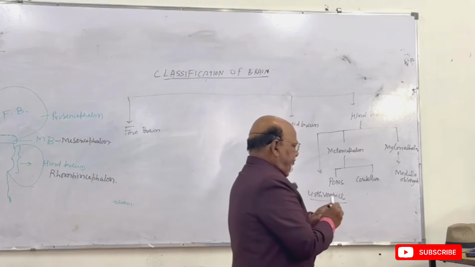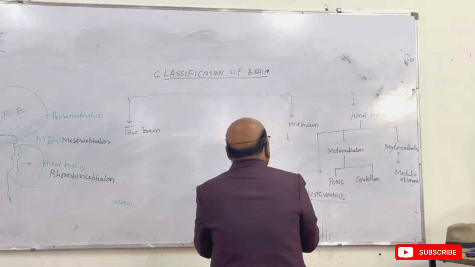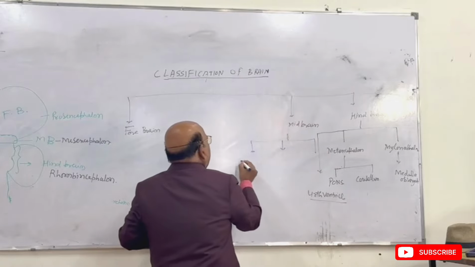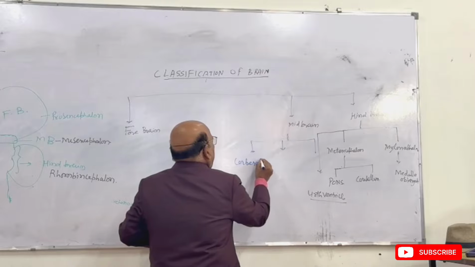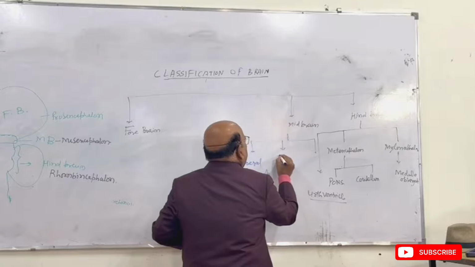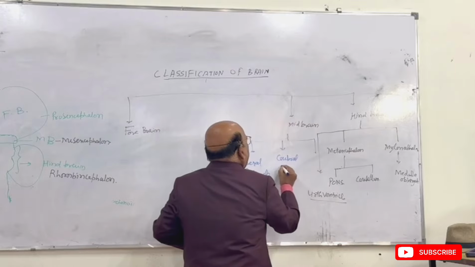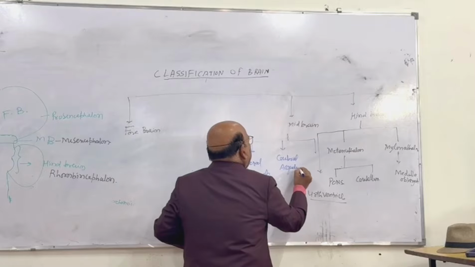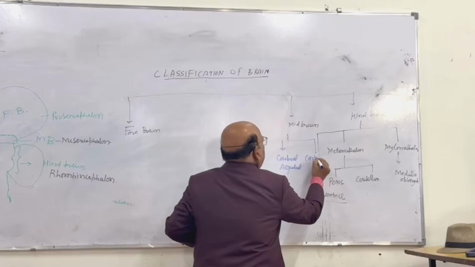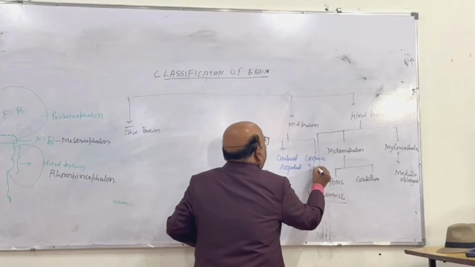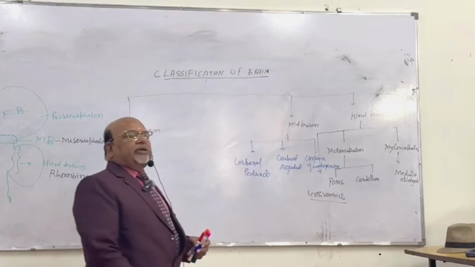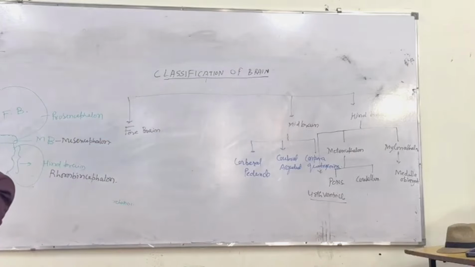And in the midbrain, this midbrain has the cerebral peduncle, and second is the cerebral aqueduct, or duct of Sylvius, and this one is the corpora quadrigemina. These are the three parts of the classification of the midbrain.